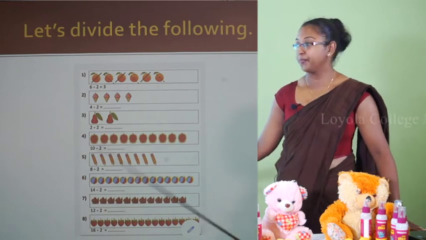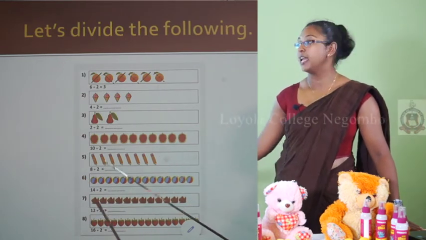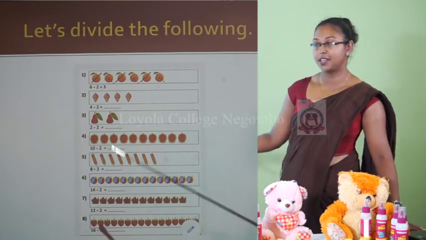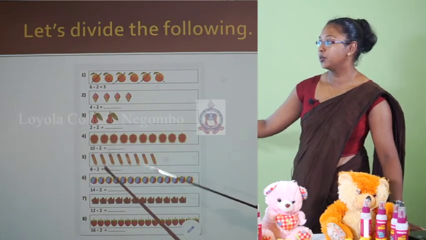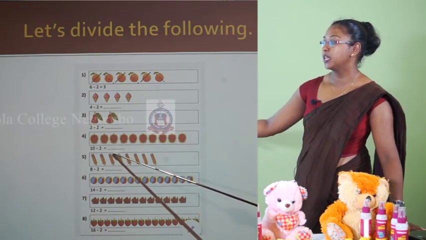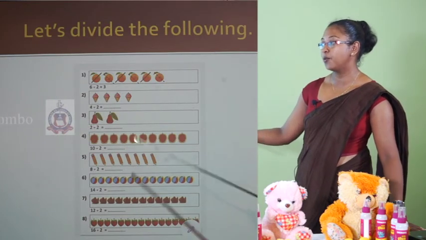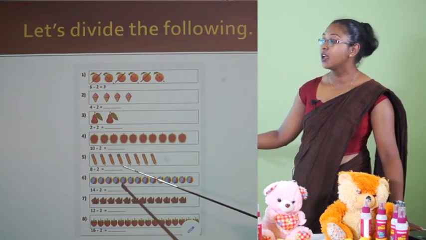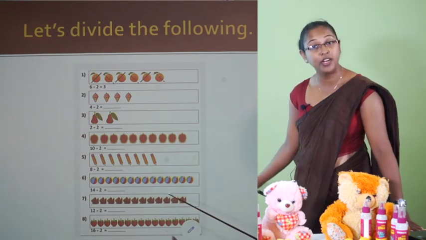Number 5. There are 8 pencils. Now we are going to divide 8 pencils into 2. Okay, let's go. 1, 1, 2, 2, 3, 3, 4, 4. 8 divided by 2 is 4. That's very easy.